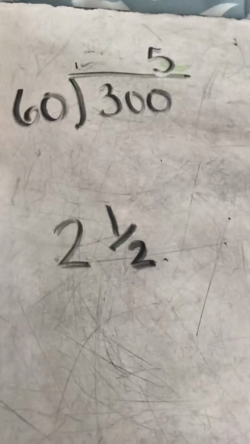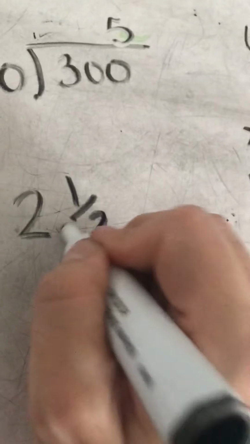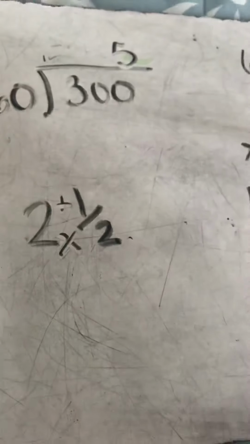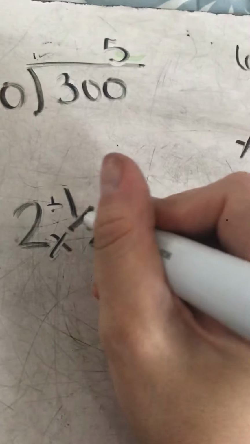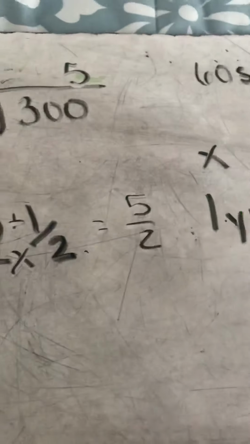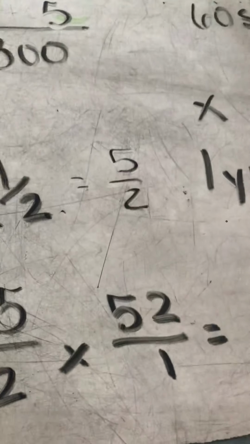Now we know we cannot multiply mixed numbers. So I'm going to do my little factory. Times and plus. Sorry, my marker's running out. 2 times 2 is 4 plus 1 is 5 halves. So now I have 5 halves, and I'm going to multiply that by 52. So 5 halves times 52. We put it over 1. 5 times 52. I got to do that on the sidebar.